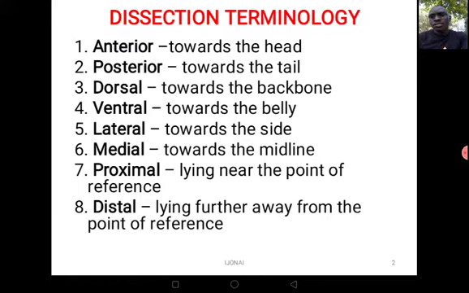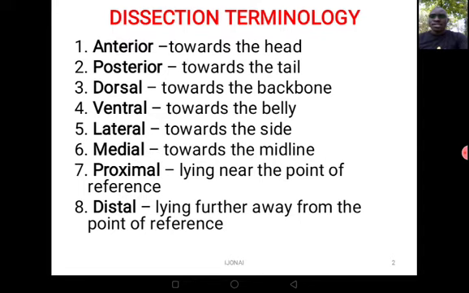So one of the terms is anterior. This term you must have come across even from your O level. Anterior simply means towards the head. If something is anteriorly located, it means it's located at an area towards the head. And then we have posterior. Posterior means towards the tail, or towards the behind part of the body. So if a structure is posterior to another, it means it's located towards the tail, relative to the other parts.